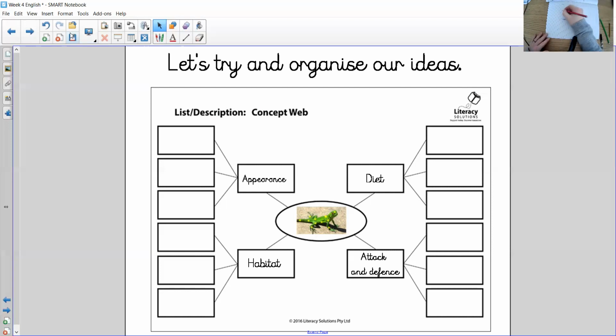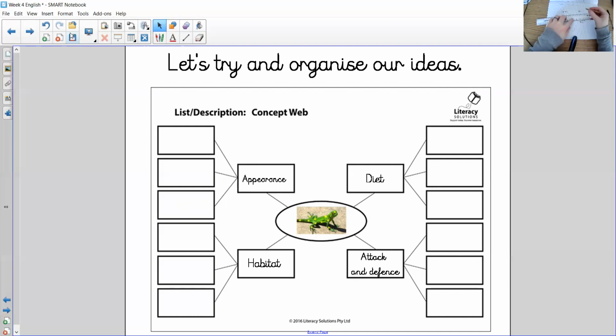I'm just going to give these different bubbles, I know I've got squares on the screen, but I'm going to give these a different colour bubble for appearance. I'm going to do pink colour for diet, even though that still looks red. Nice blue for habitat. And then why not go for, I was going to say purple. I haven't got a purple. I thought I had a purple. A lovely brown colour for attack and defence. There we go.